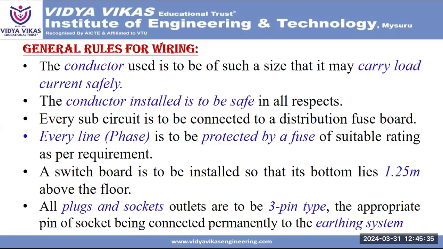A switchboard is to be installed so that its bottom lies 1.25 meters above the floor. It is very important, from the floor level, where I am going to place the switchboard. The length between the floor level and the switchboard place is nothing but 1.25 meters.